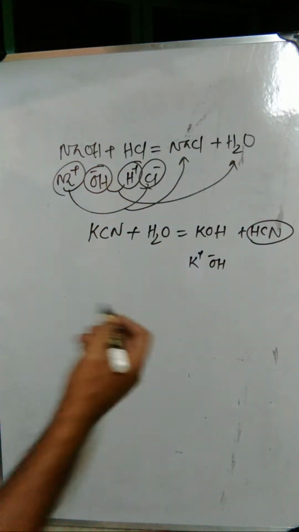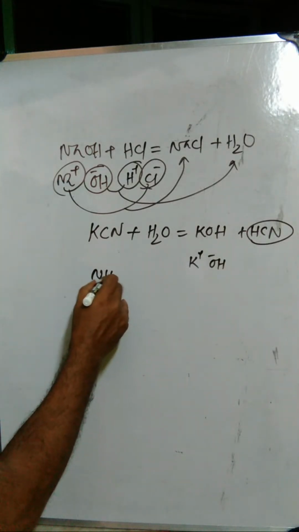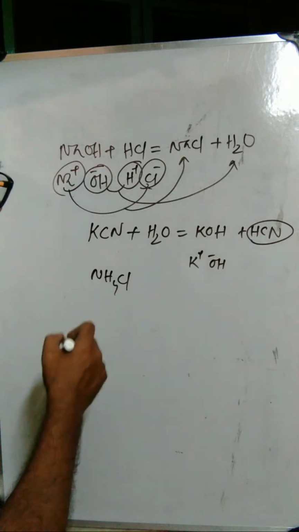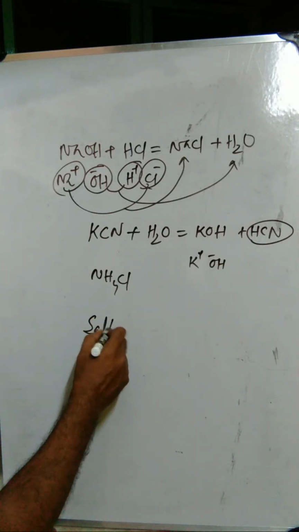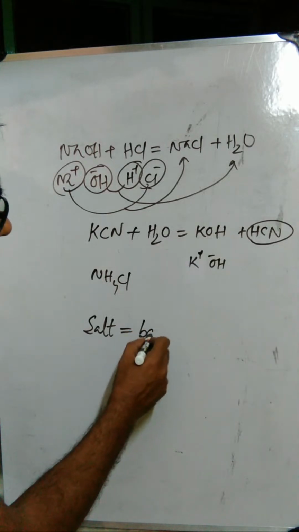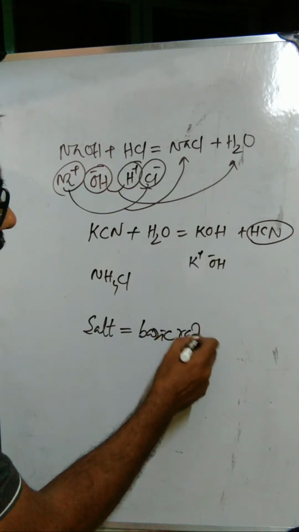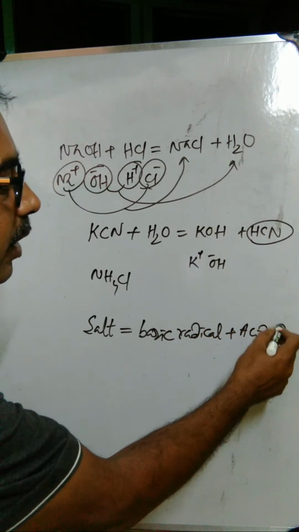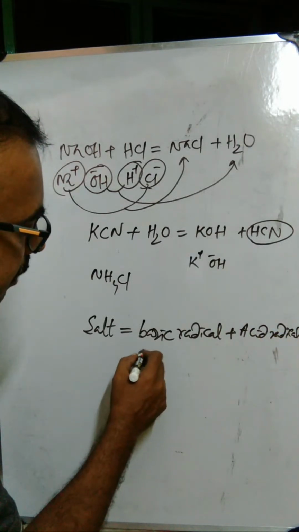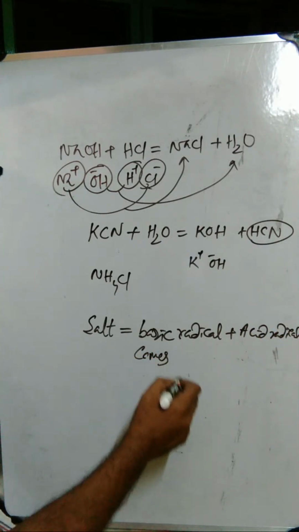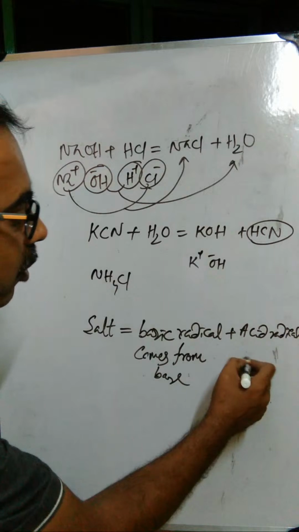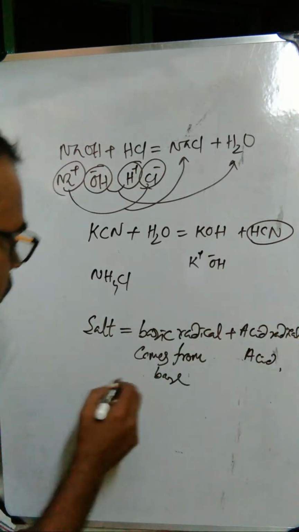How will be the aqueous solution of NH4Cl, ammonium chloride? Now, ammonium chloride is a salt which is formed by ammonium ion and chloride ion. A salt has two parts: a basic radical, which is the cation, and an acid radical, which is the anion. The basic radical comes from a base, and the acid radical comes from an acid.